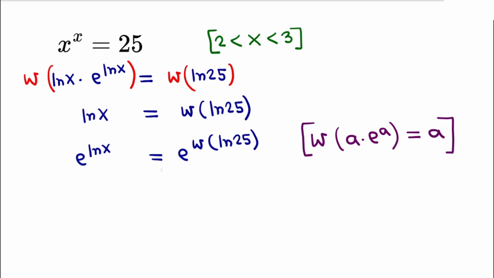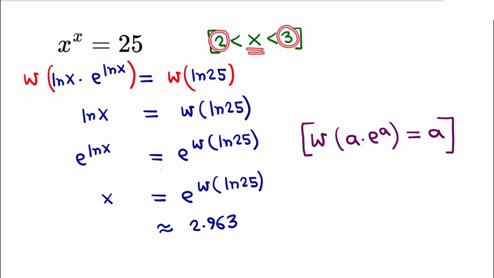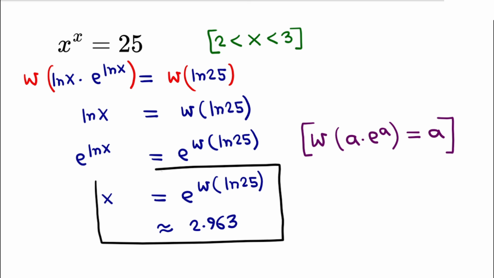So, our exact final answer is x equals e raised to the Lambert W function of the natural log of 25. If you plug this constant into a calculator to see the actual decimal value, you will get approximately 2.963. This perfectly matches our earlier estimate that the answer would fall right between 2 and 3. And that is how you dismantle an intimidating exponential equation.